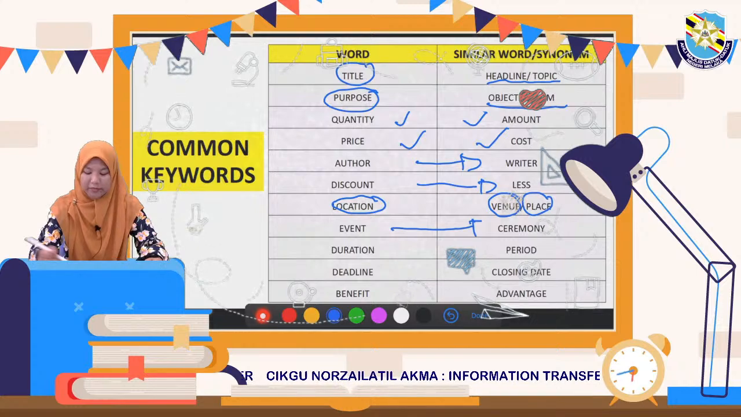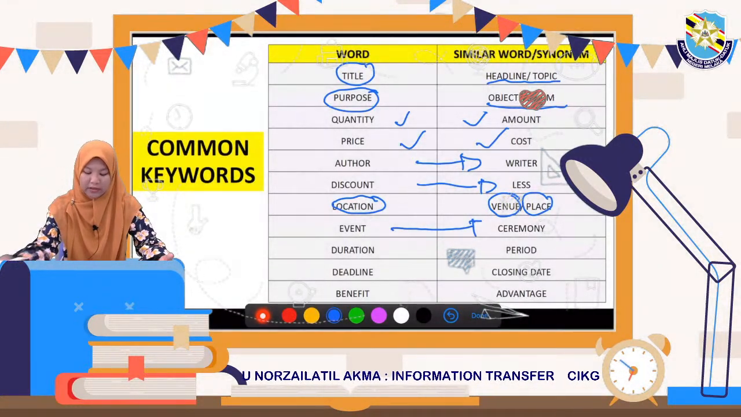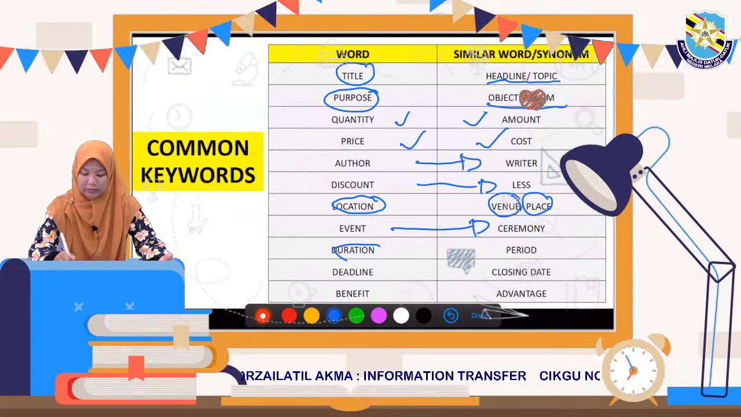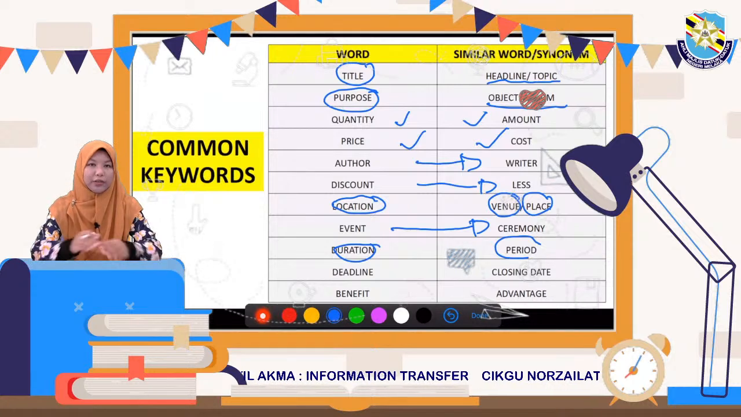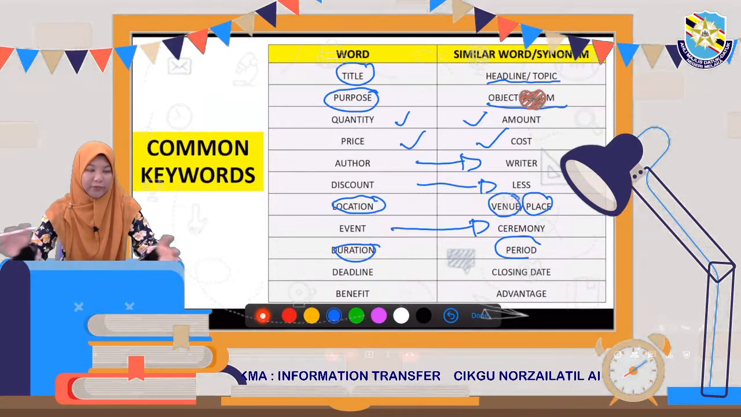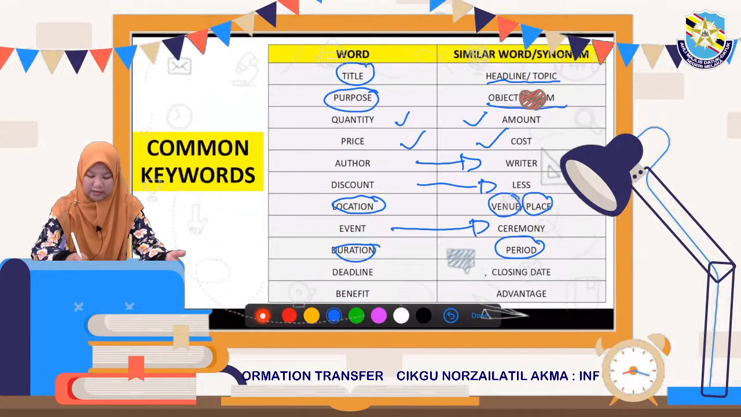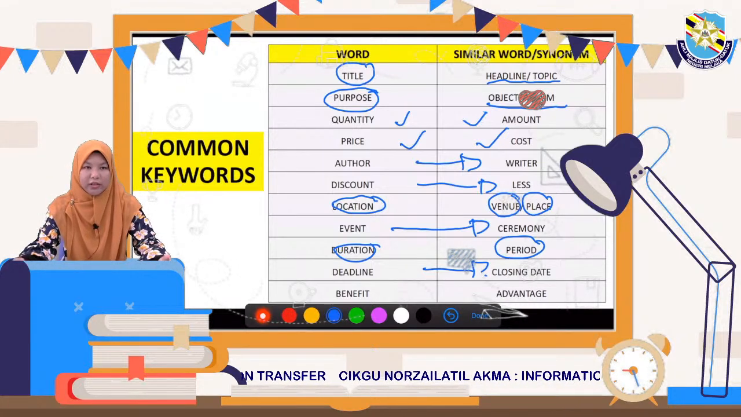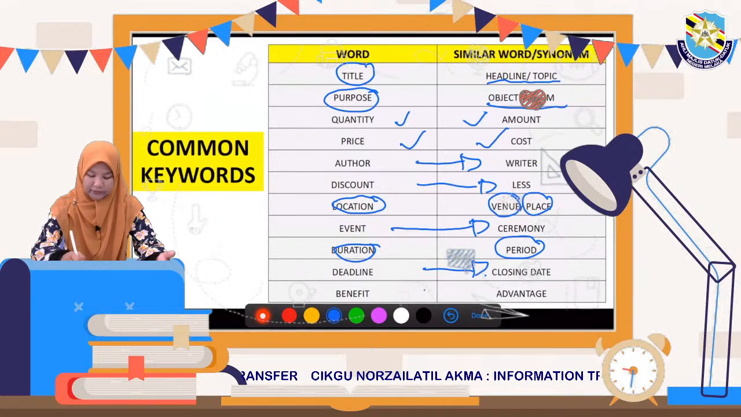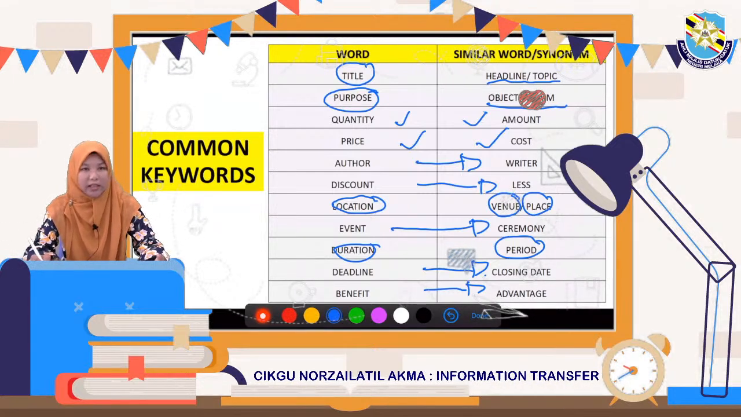Sometimes the question can replace the word event with ceremony. And for duration, sometimes we can use periods to show the durations of time, the time frame. For the deadline, usually we use closing date. And benefit, usually we change it into benefit.